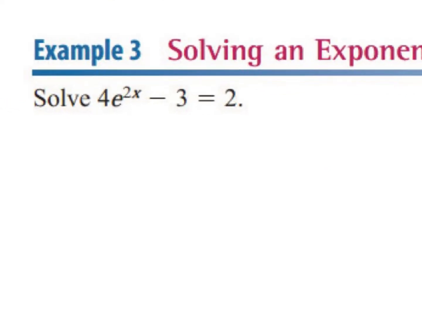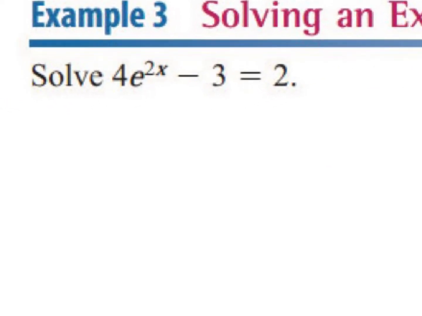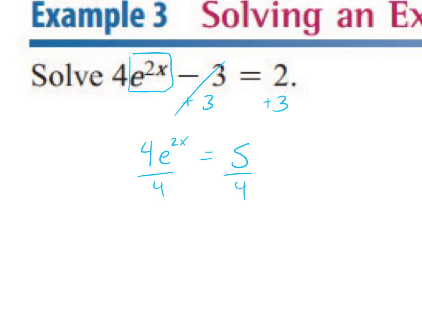So here again, we're solving an exponential equation. I want to get whatever my base is that has the exponent all by itself. So what should I do first? Add the 3 to the other side. So 4e to the power of 2x is equal to 5. Then what can I do? Divide by 4. So e to the power of 2x is equal to, what is 5 divided by 4?